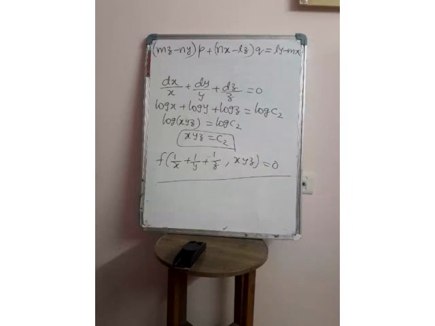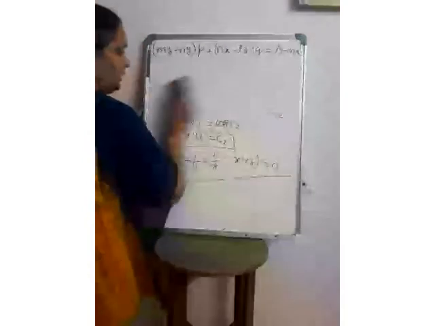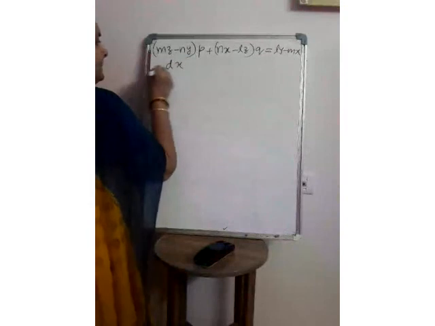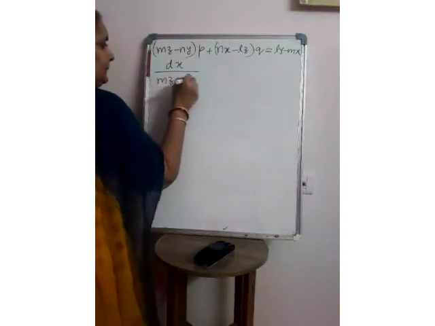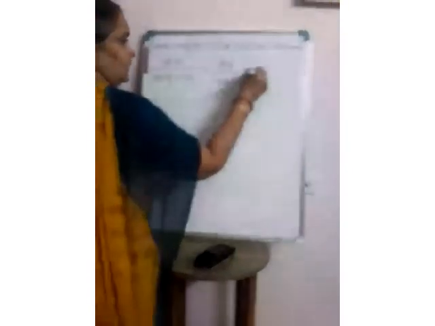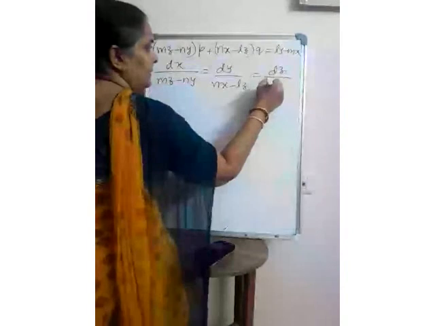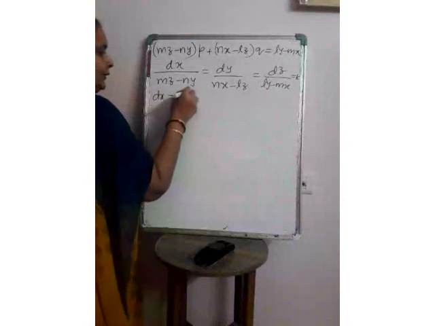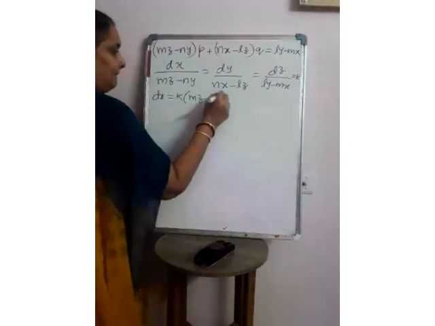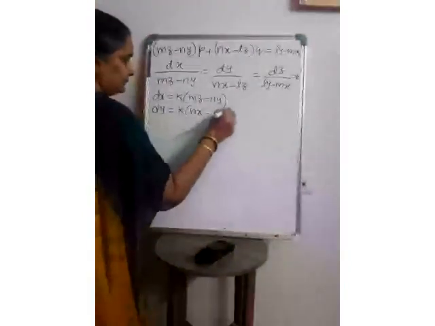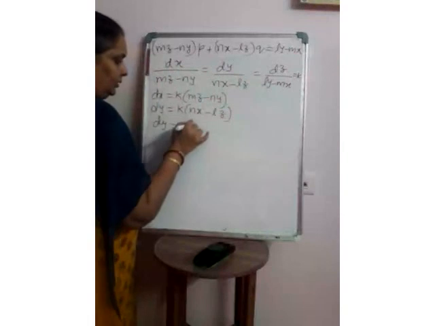So even for this problem, first you write down the subsidiary equations. dx by p is equal to dy by q is equal to dz by r. So we write down the equation as dx by mz minus ny is equal to dy by nx minus lz is equal to dz by ly minus mx. Equate each term to k. So what will be the dx value? k into mz minus ny, dy is equal to k into nx minus lz, dz is equal to k into ly minus mx.